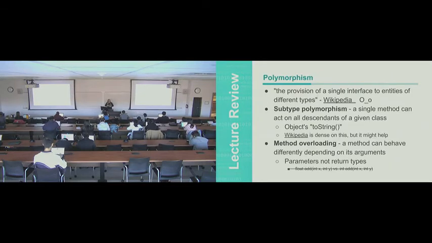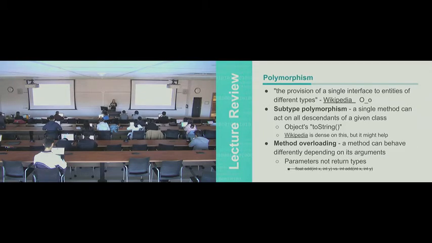So polymorphism. I apologize, I have trouble saying this word, so we'll be in the struggle together. This is one of the rare times where I don't particularly like how Wikipedia starts explaining stuff. I think the text is quite dense, saying the provision of a single interface to entities of different types. If that doesn't make sense, I'm with you. It took me a while to fully make sense of Wikipedia's definition, but we're here to break it down.